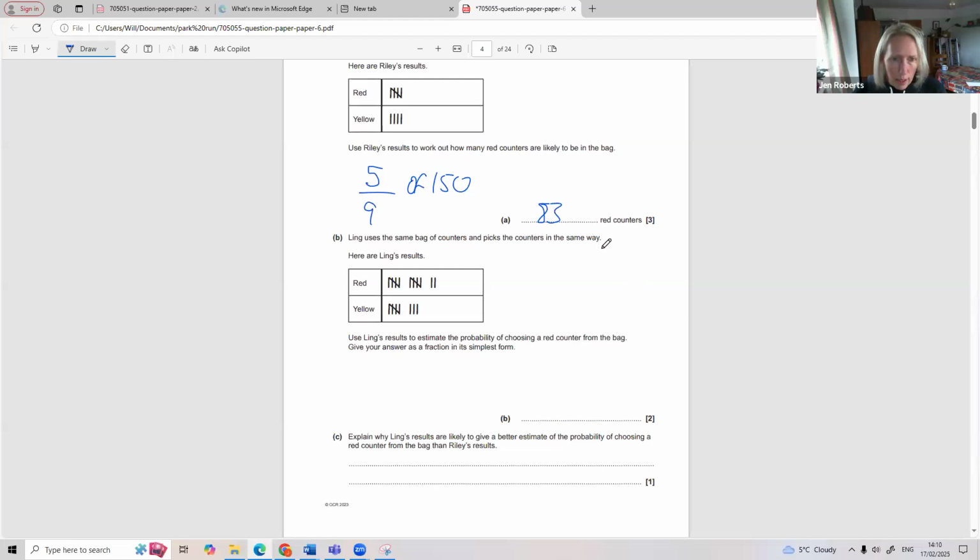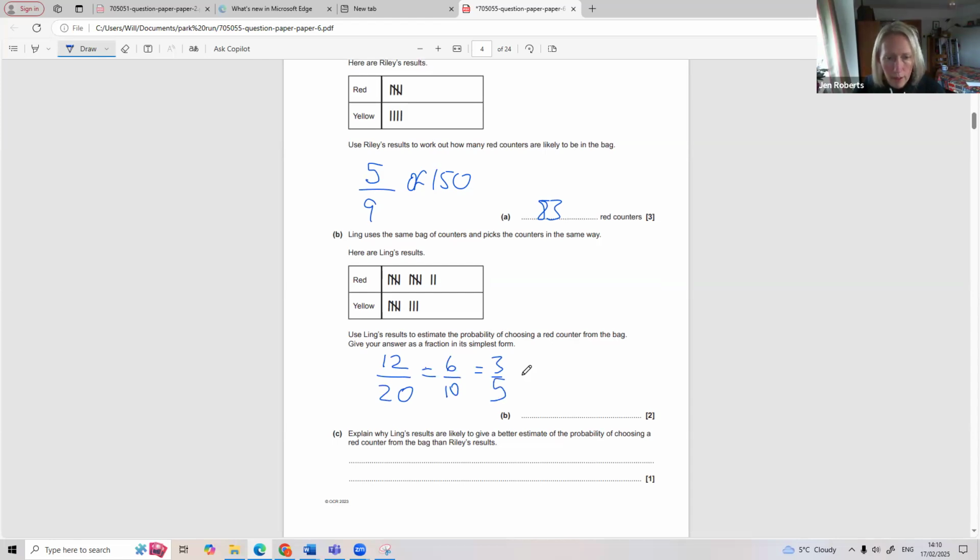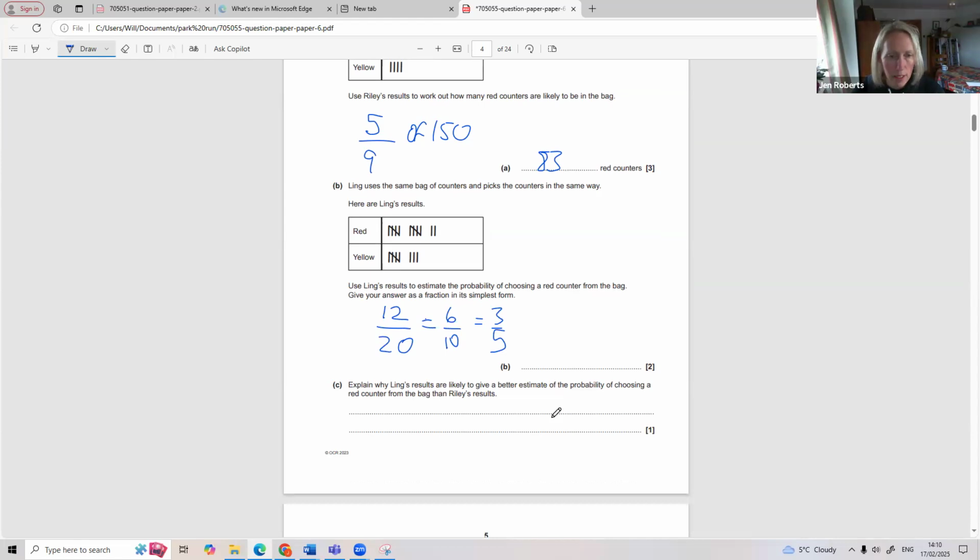Okay, Ling uses the same bag of counters. Results to estimate the probability of choosing a red counter from the bag. Well, here we got 5, 10, 12 out of 20. That's the probability from Ling's results of choosing a red counter. Let's simplify that. I'm going to halve both of them. Halve them again. Why are they more likely to give a better estimate of the probability of choosing a red counter from the bag than Riley's results? More trials, more results. Done the experiment more times. Something along those lines.